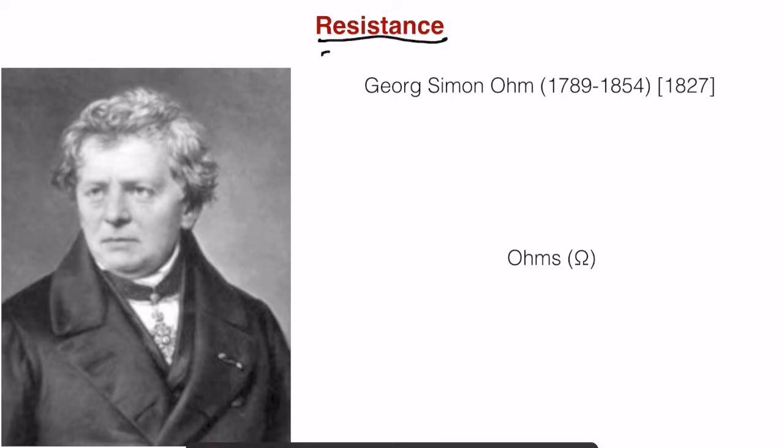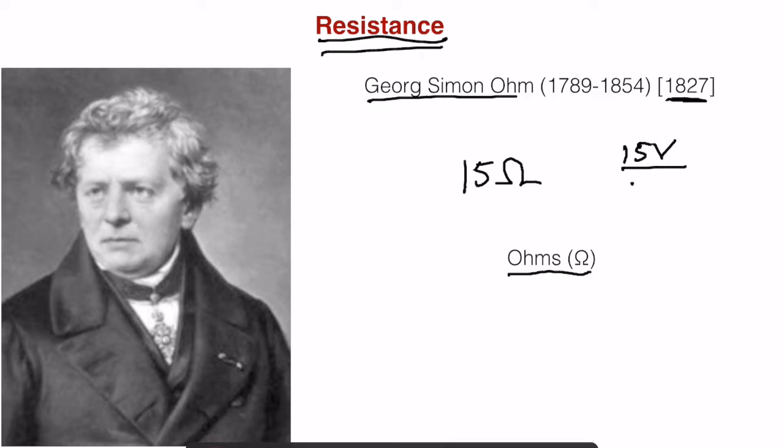We have a fourth term called resistance, which was developed back in the 1800s by George Simon Ohm. He labels the resistance in a unit called ohms, and what ohms represents is how much voltage it would take to push 1 amp through an object. So if an object had, let's say, 15 ohms worth of resistance, that would mean it would take a 15-volt battery to make 1 amp flow through that object.